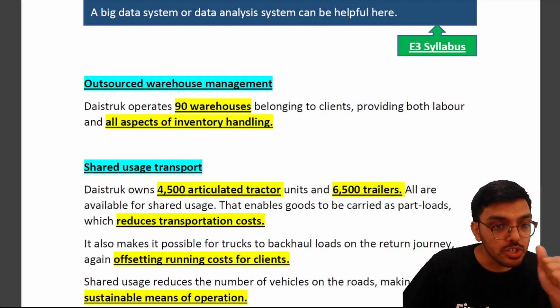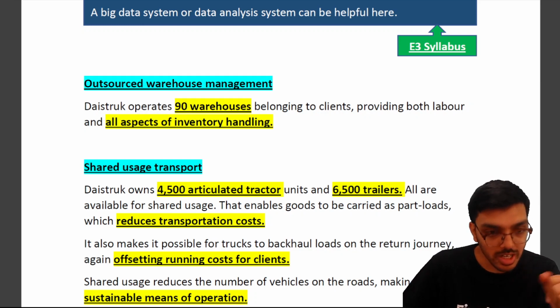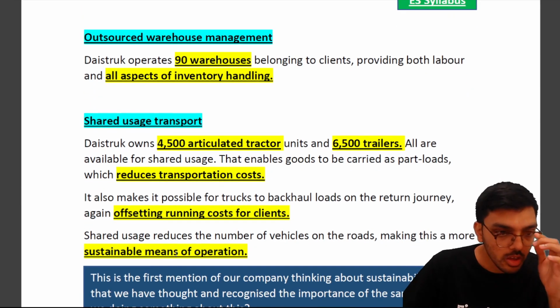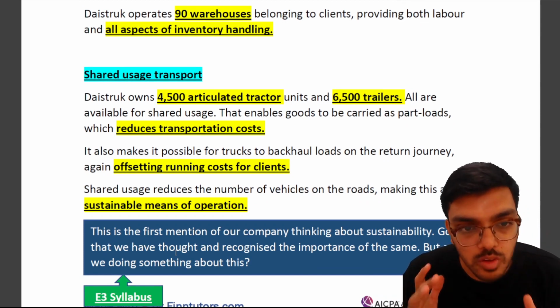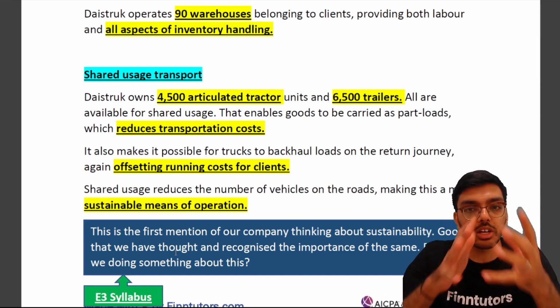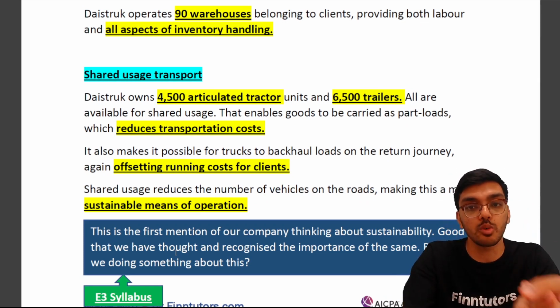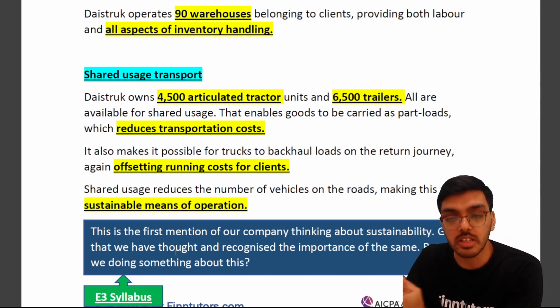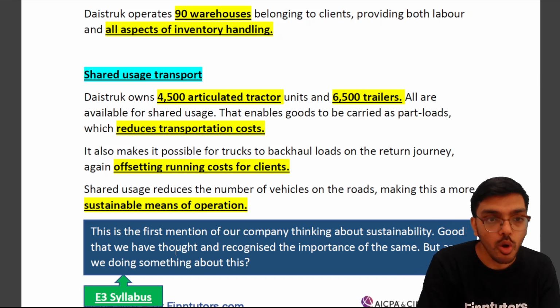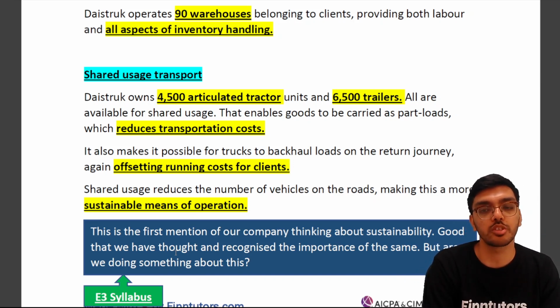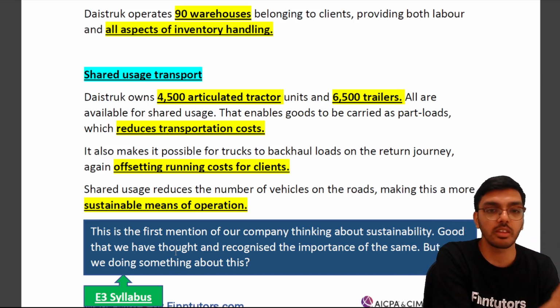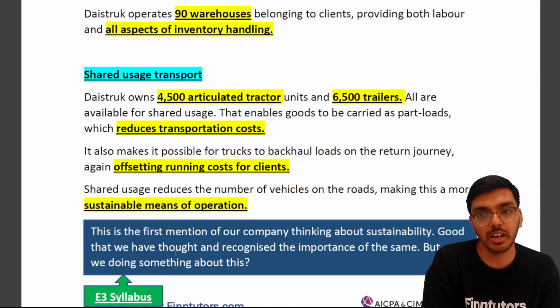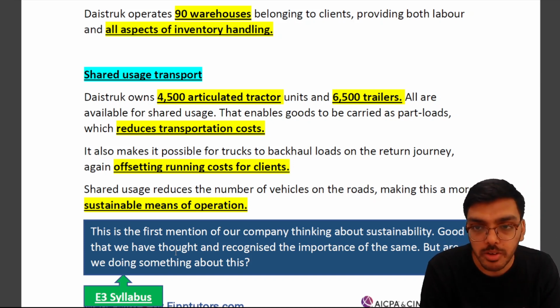Next, we have shared usage transport. Next service. So Daistruk owns 4,500 articulated tractor units and 6,500 trailers. So 4,500 tractors and 6,500 trailers. All are available for shared usage, which means you can book part of the trailer, the full trailer, a compartment of the trailer, depending on the type of good.